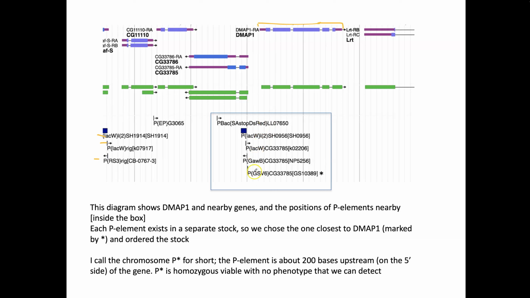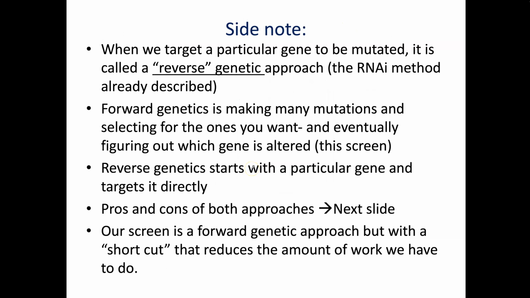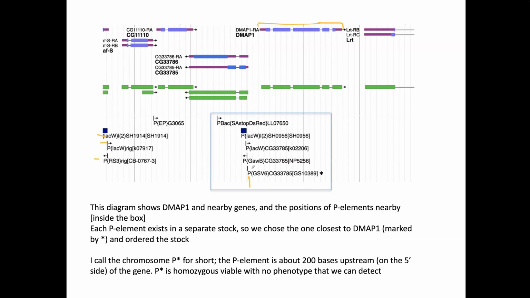So the one we picked is this one at the bottom here, because you can see these little lines, which I'm pointing to with my finger. And it's a little bit closer. So it's about 200 nucleotides, so just 200 bases between the P element and the beginning of the DMAP1 gene.